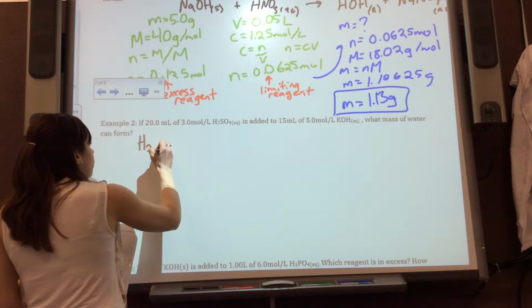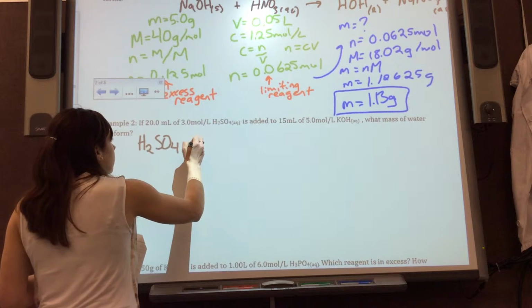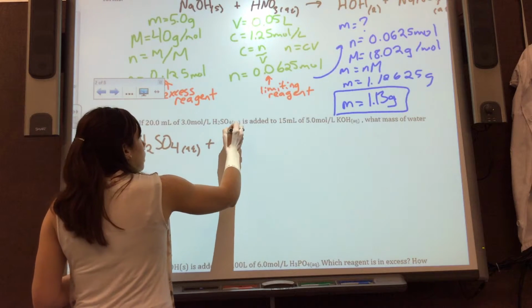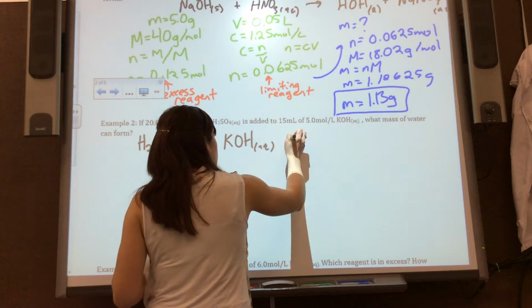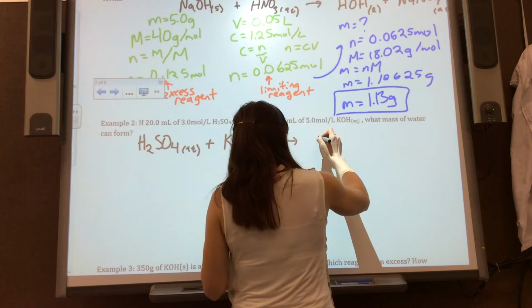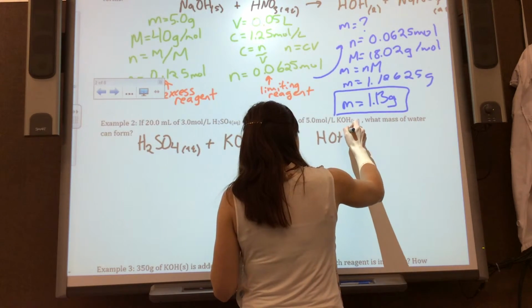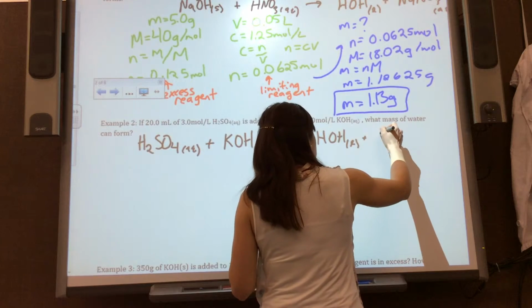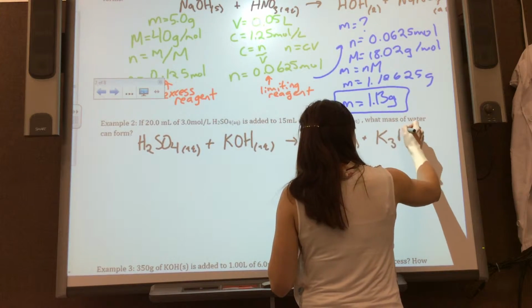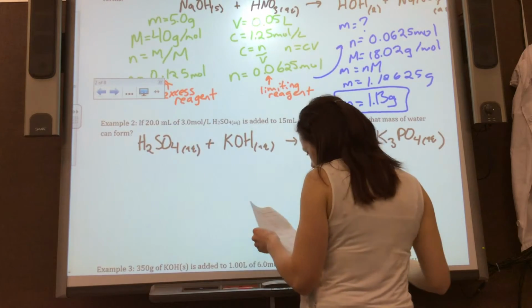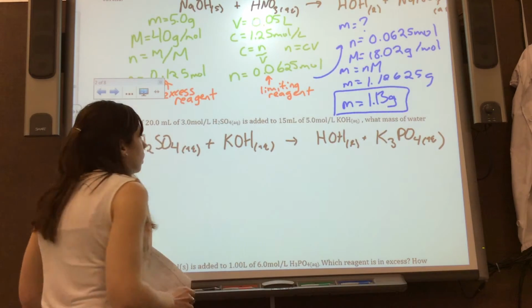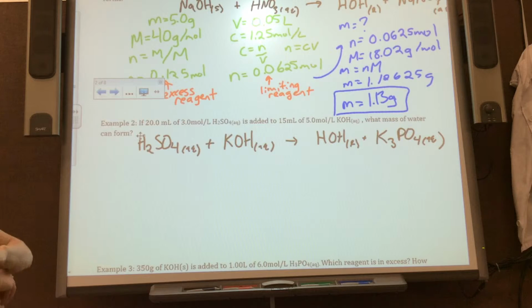We have our H2SO4 plus our KOH makes HOH plus K3PO4. Is this one balanced?